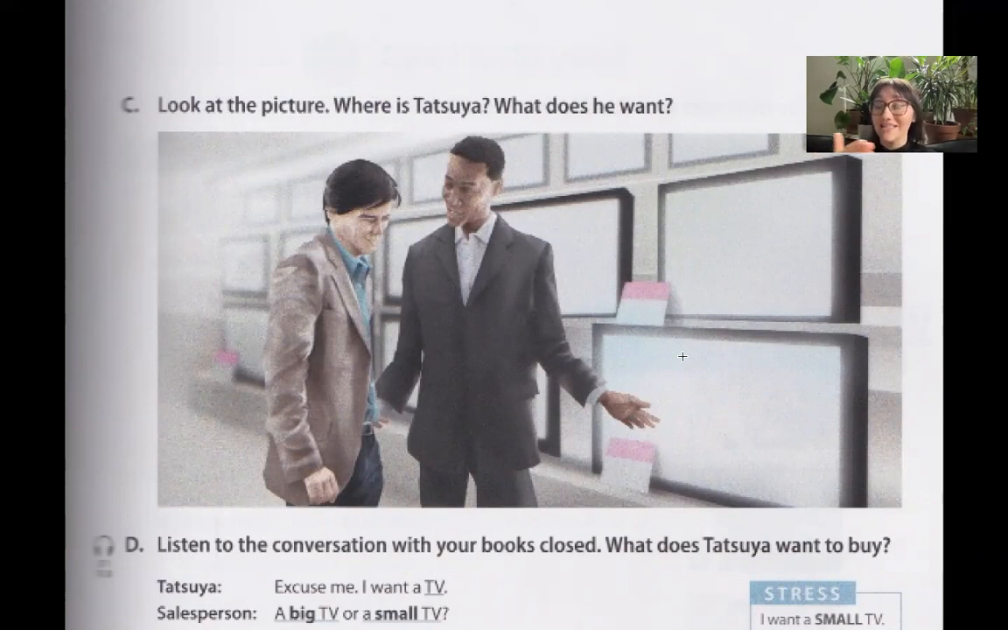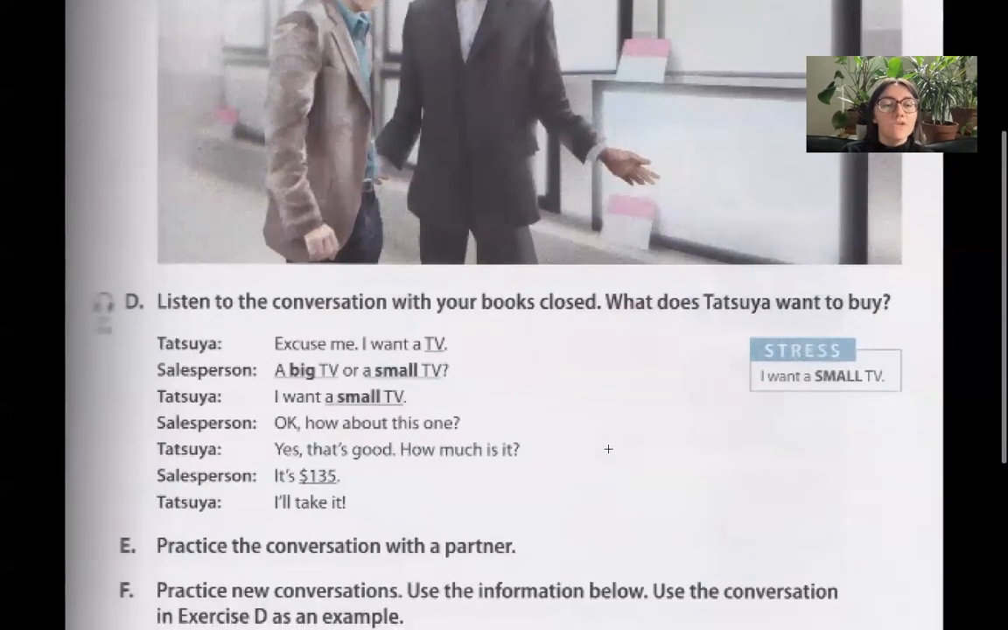So if he's there to buy a TV, he's probably at an electronics store, or at a store that has an electronics section, where they can sell TVs and tablets and laptops and computers and things like that. So it looks like he wants a TV. Okay, so now I'm going to read the conversation and I want you to try to listen and understand what I'm saying. I'll go slow first and then read it again at a normal, average pace.